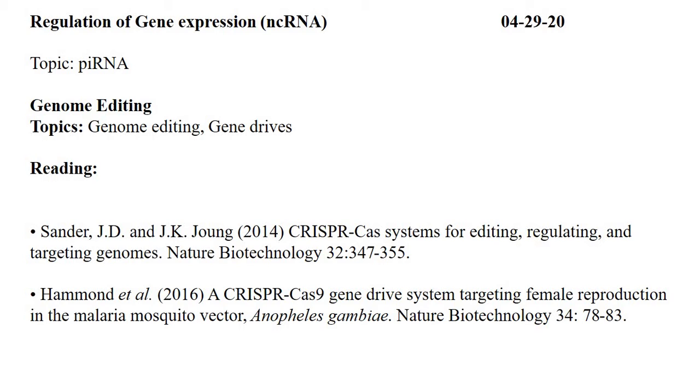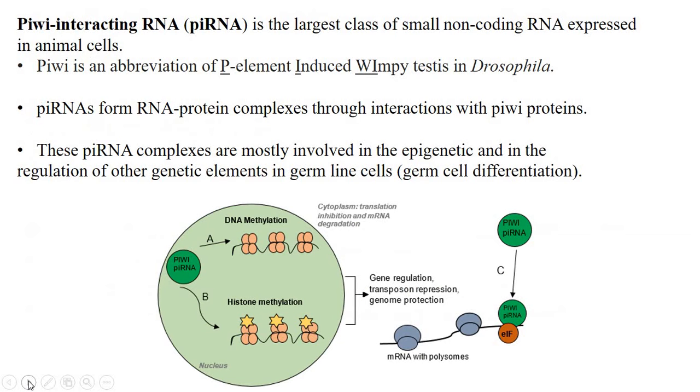Okay, so the piRNAs, or PIWI interacting RNAs, are the largest class of small non-coding RNA, those that express in animal cells. PIWI stands for P-element induced wimpy testis in Drosophila. As the name suggests, instead of their expression more in somatic cells, these piRNAs are associated more with the germline tissues. So expression is more in the germline tissues.